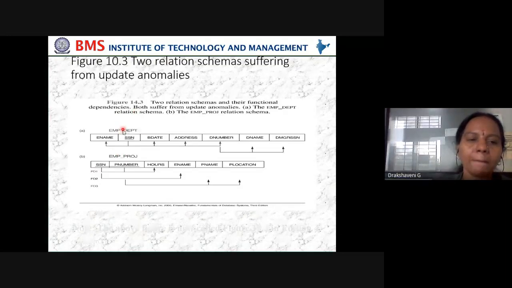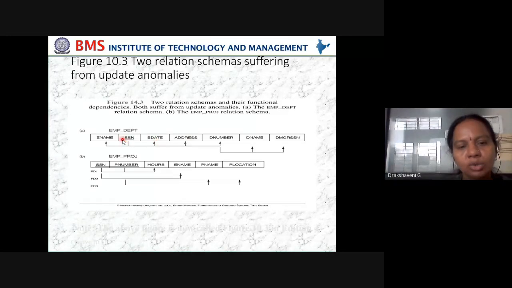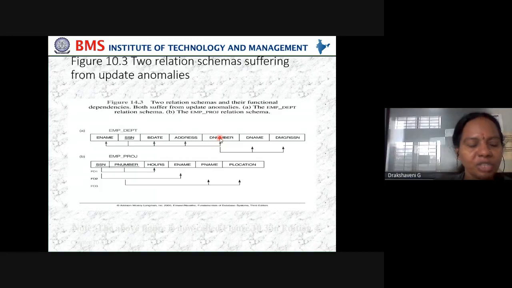So then employee department. The two relational schemas and their functional dependencies both suffer from update anomalies, that is the employee department relational schema and the employee project relational schema. Employee department: social security number, employee name, birth date. If I know the social security number, I can fetch the name of a particular employee, birth date, address, which department he is working for, the department name, and the manager social security number.